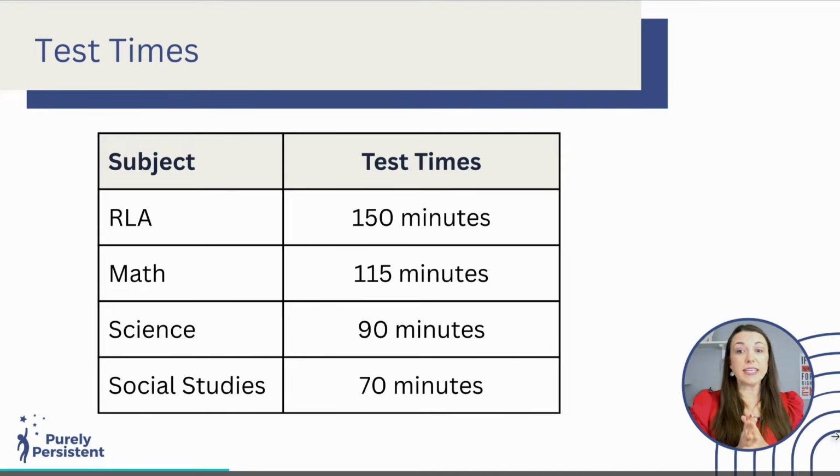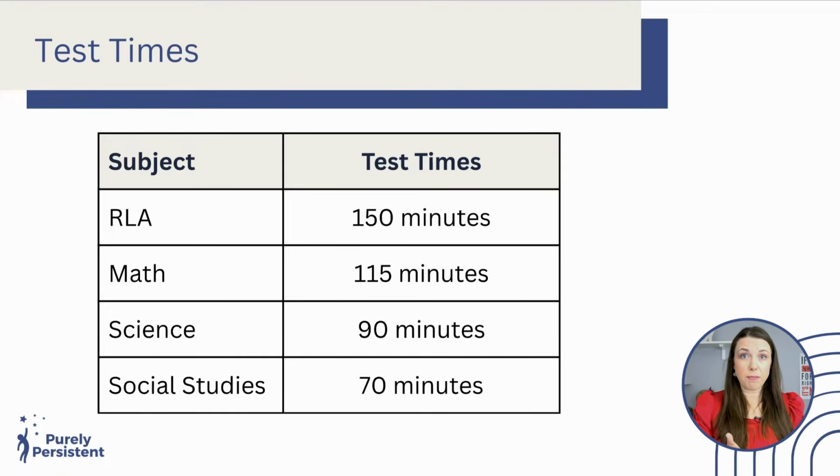Okay, so the test times vary from 70 minutes, so just over an hour with social studies, all the way up to 150 minutes with the RLA. Now, the reason this test has a little bit more is because you are writing an essay during this test.